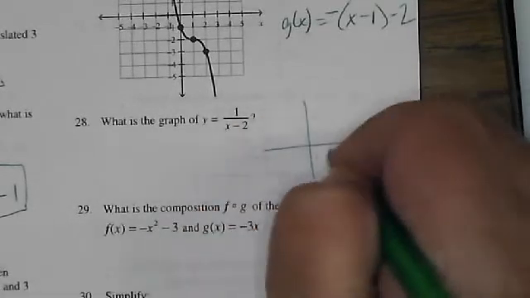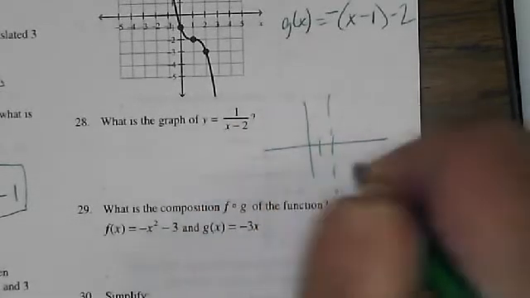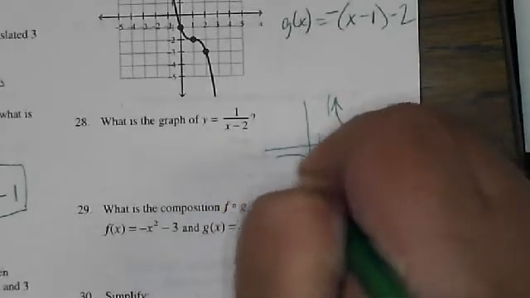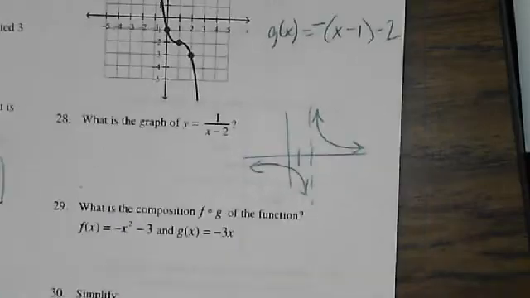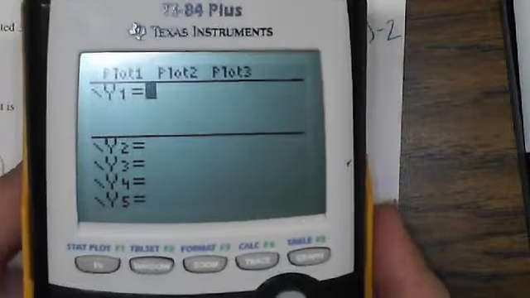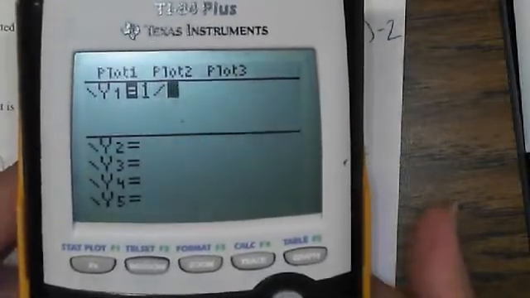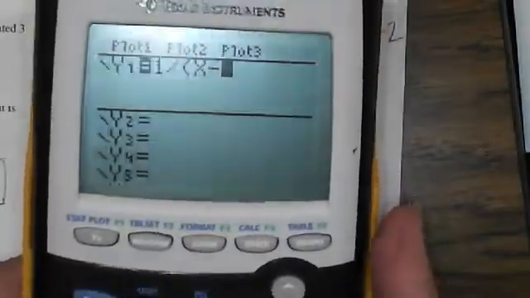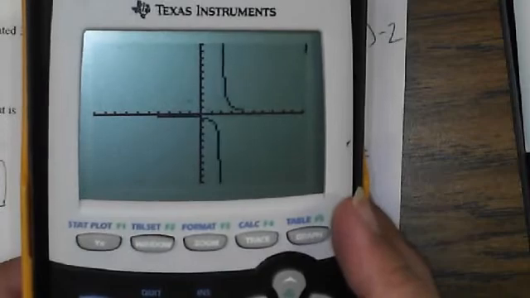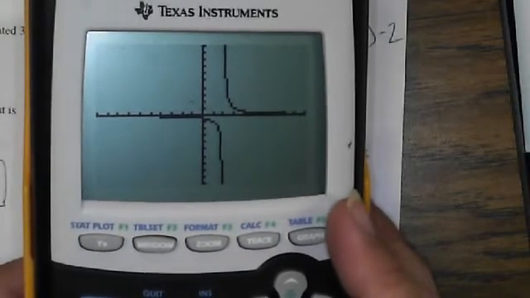Alright, 28. What is the graph that you're looking for? With the -2 below, it means you're moving to the right 2. So we're going to have a rational just like this. You can also put this in your calculator. Go to your y equals and put in 1 divided by, and put them in parentheses, x minus 2. The graph, and you can see it matches just like we did with the rational expression.